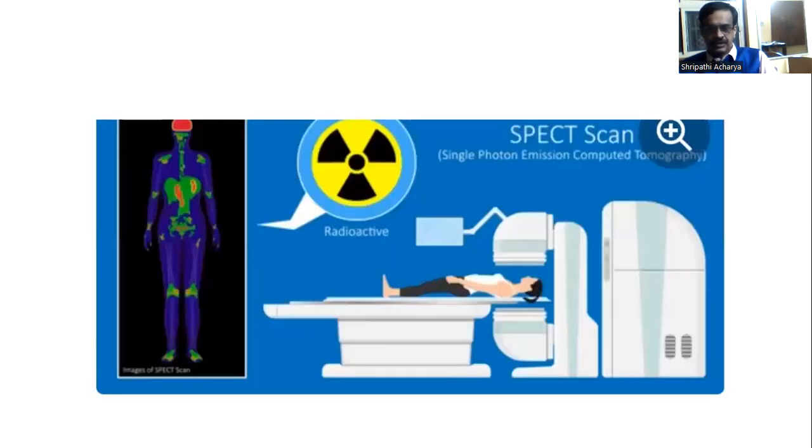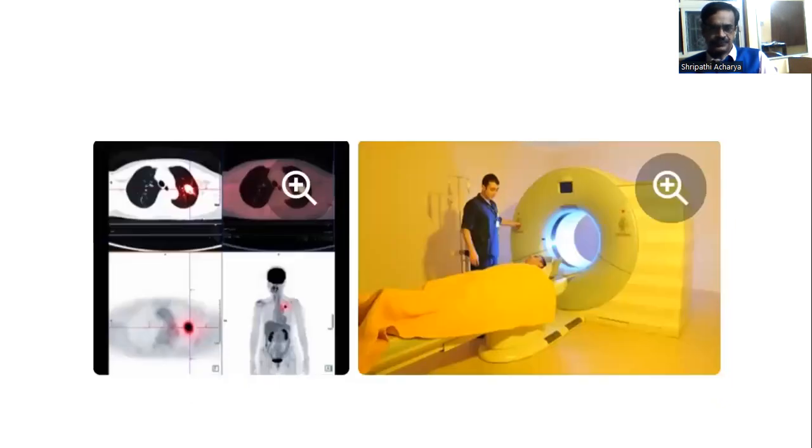You can see the SPECT scan. On the left side, you can see the frontal plane, the body organs, in the SPECT scan. The instrument is there, with a round area where the detectors are, and the body is made to enter the aperture.